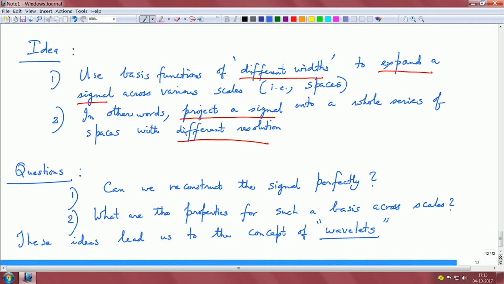These are important questions to ask. Can we reconstruct the signal perfectly? If it is not perfect, what is the approximation error? In what sense? It is also very important: in L2 or L1 or what sense? What are the properties for such a basis, etc.? If you ask the right kind of questions, that automatically leads us into devising the transformation that we need, which is basically the wavelet transformation.